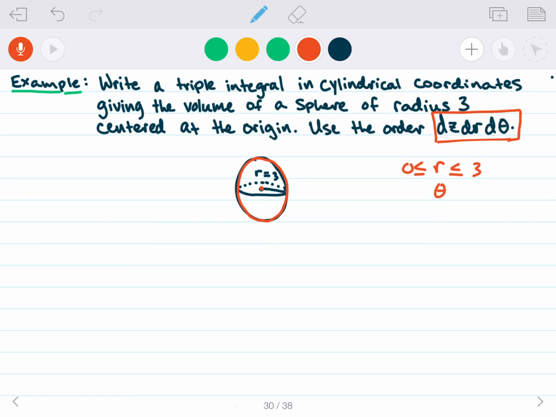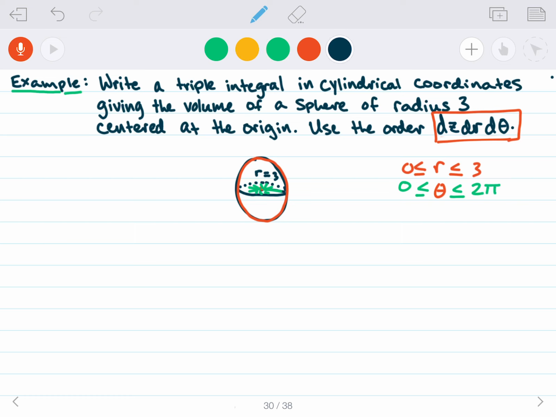Now theta, you can imagine, is just on your xy plane, so what is theta sweeping out? If you were to move this line and sweep out this region, you're going to see that theta goes through 2 pi. We can make a full circle to sweep out this region. So theta is going to vary between 0 and 2 pi.